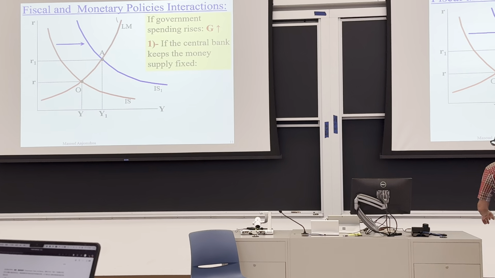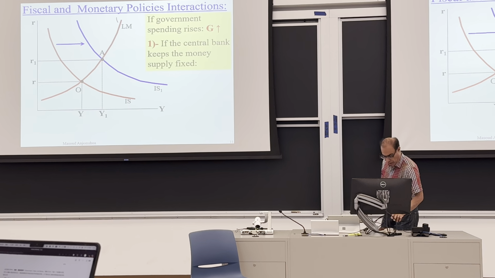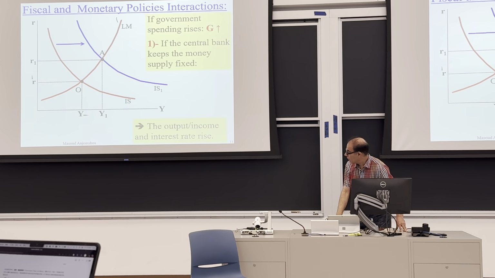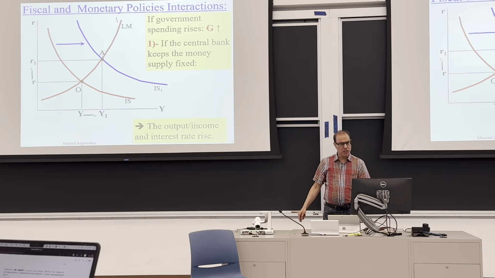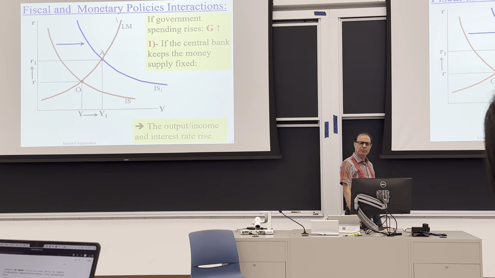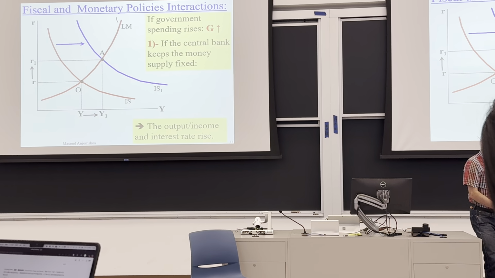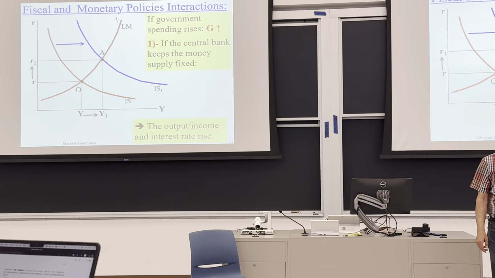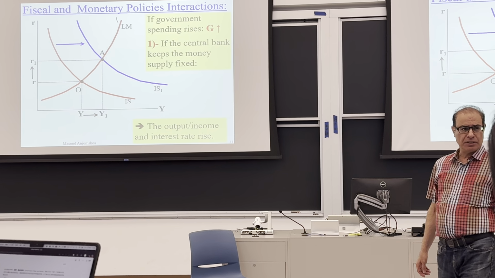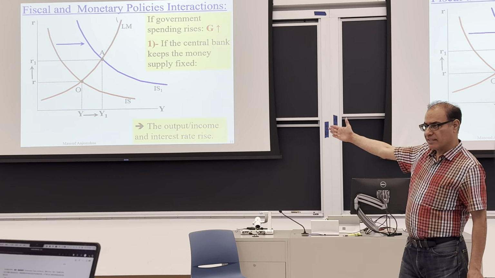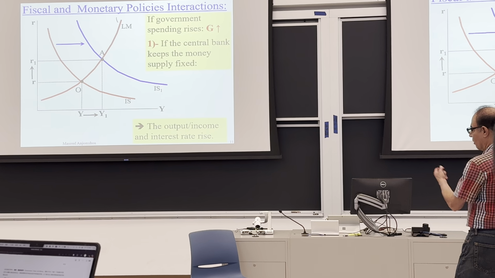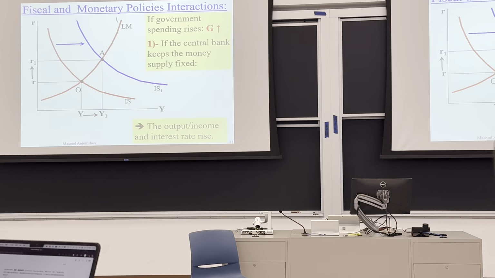In this case, output goes up. This is what we discussed a few minutes ago, assuming the central bank doesn't do anything. But that is just one approach the central bank can take when it sees central government policy. Okay. Yes, everyone? Okay.